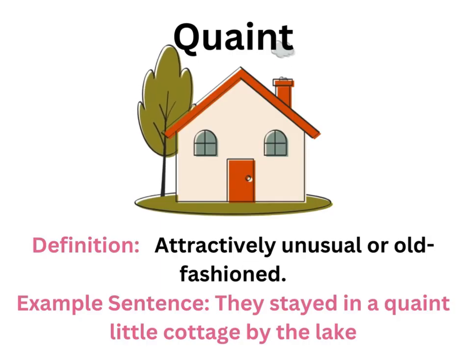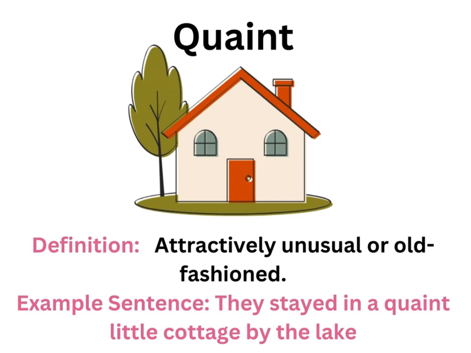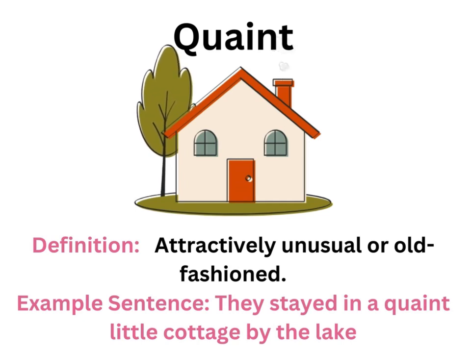Word: quaint. Definition: attractively unusual or old-fashioned. Example sentence: they stayed in a quaint little cottage by the lake.